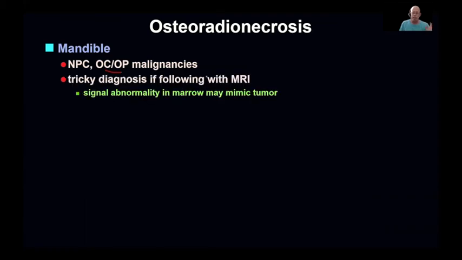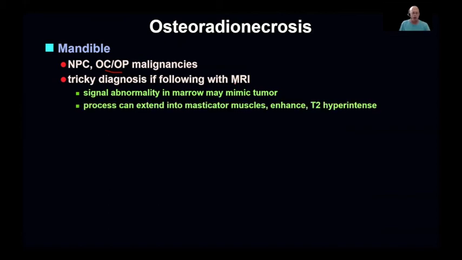It can be a tricky diagnosis if you're only looking at MRI because there's a lot of abnormal signal that can mimic tumor. It's important to realize that this is not just dead inert bone, but rather an inflammatory process, because it's often exposed with an overlying mucosal defect, and this can lead to inflammation and ultimately infection. So the process can extend into the masticator space. On MRI, this can be very ugly.